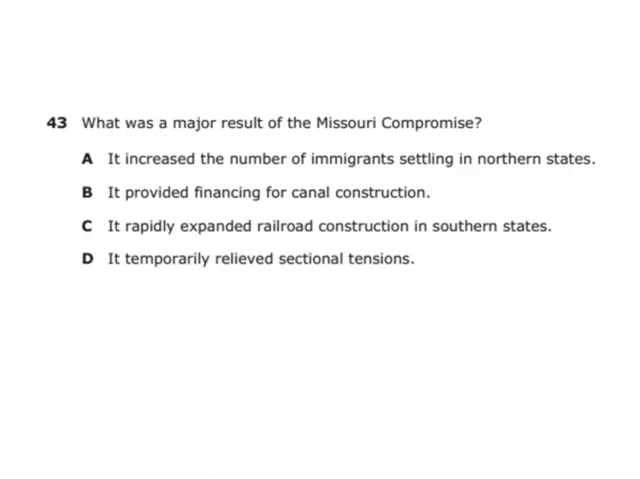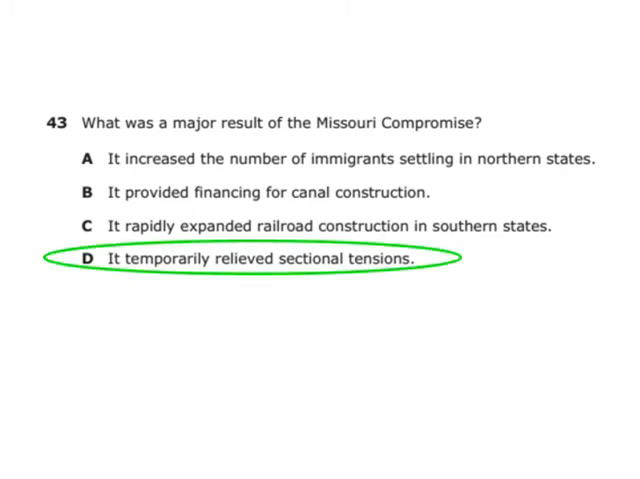What was a major result of the Missouri Compromise? It temporarily relieved sectional tensions. Just like all these compromises, it kind of solved some problems just for a little while. Remember the Missouri Compromise? We talked about that, how it put a line across the country, the 36°30' line. Everything above that will be free. Everything below that will be slave. So it temporarily settled the issue.